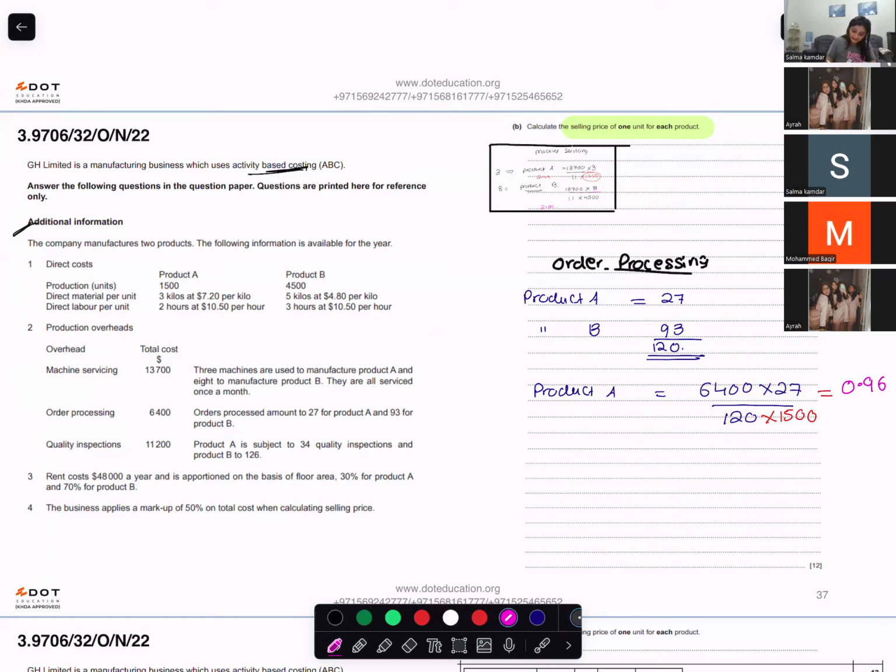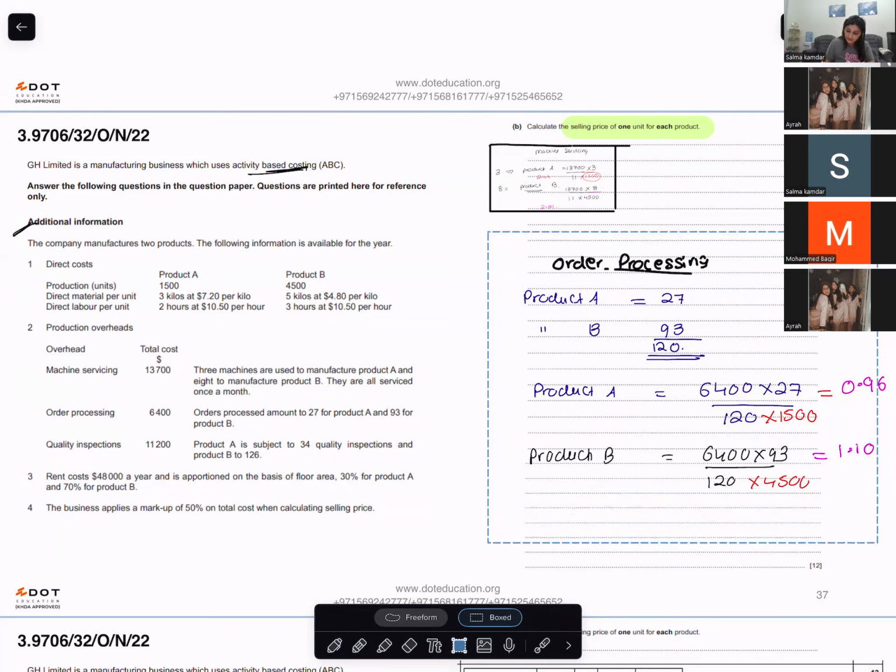Now for product B, 6,400 into 93 upon 120 divided by 4,500. So it's 1.102, so 1.10. Okay, fine. So you've got the per unit cost for order processing.